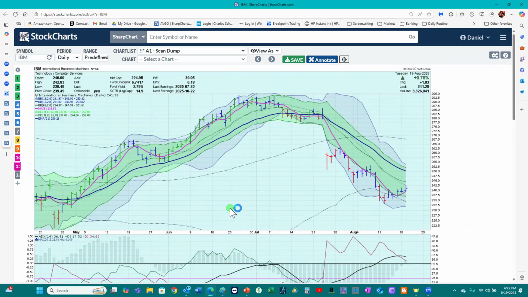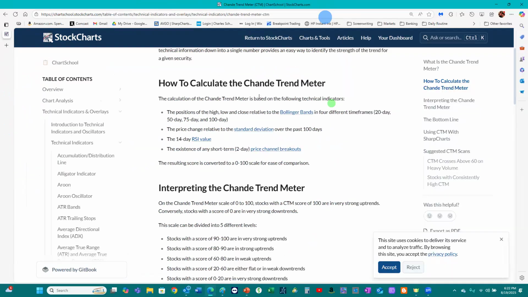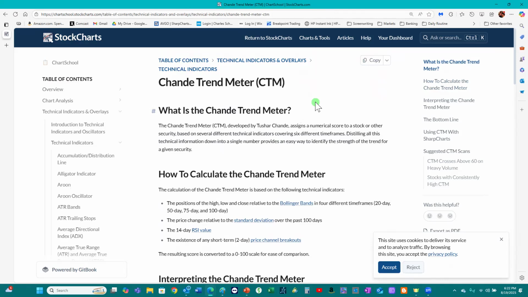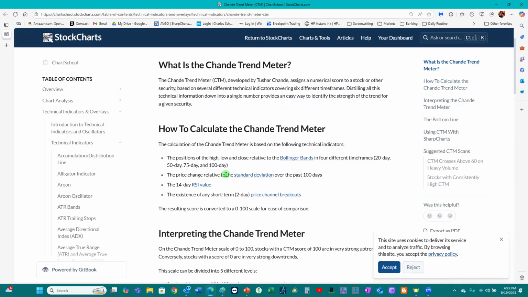Now, there is an indicator on stock charts called the trend meter, which is a very interesting indicator. And I'm going to start using this in some areas, and I'll show you where in a second. So this is Chande. This is the guy that created it. Just think of what John Carter created with his squeeze. This guy, Chande, created one called the trend meter. So same idea, same concept. He took multiple different indicators, put them together, and created one indicator called the trend meter.